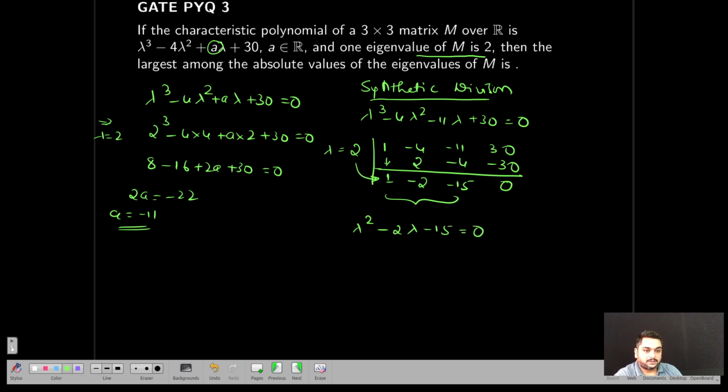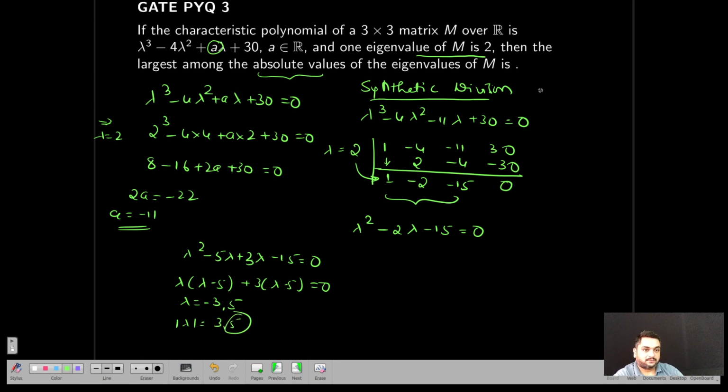So if I solve this, I get lambda square minus 5 lambda plus 3 lambda minus 15 equal to 0, since 5 into 3 is 15. This is lambda into (lambda minus 5) plus 3 into (lambda minus 5). So lambda equal to minus 3 or 5. Okay. So what is the largest absolute value? If I take the absolute values, it will be 3 or 5. 5 is the answer.